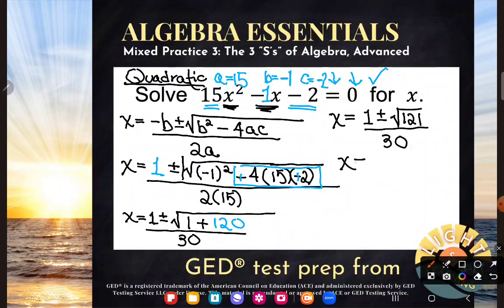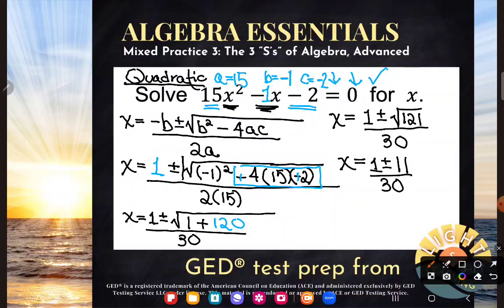Keep on going because I can take the square root of 121. That is a perfect square. If it wasn't a perfect square, I would just simplify. I could do it in my calculator and move on. But since it's a perfect square, hey, the square root of 121 is 11. And now I have 1 plus or minus 11 over 30.